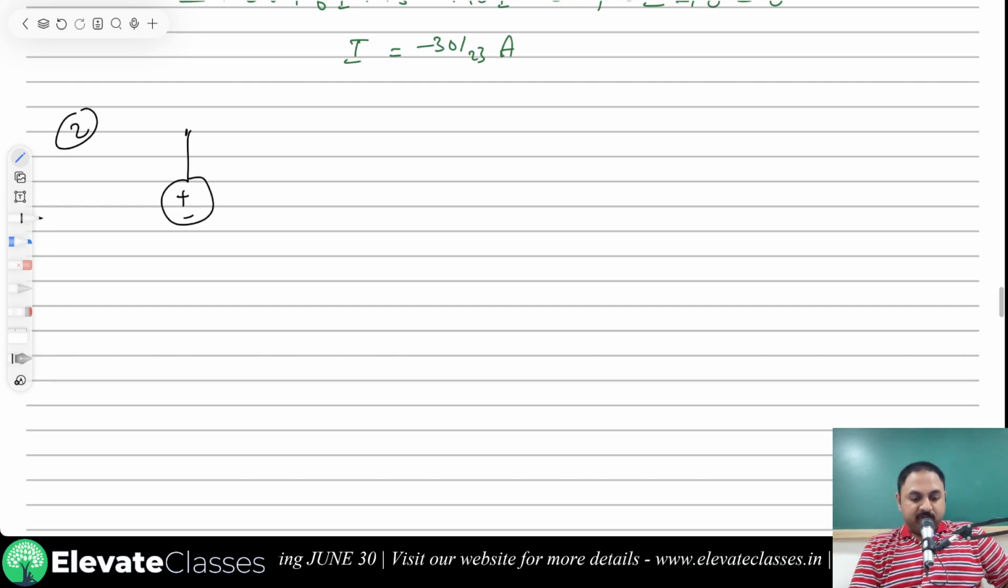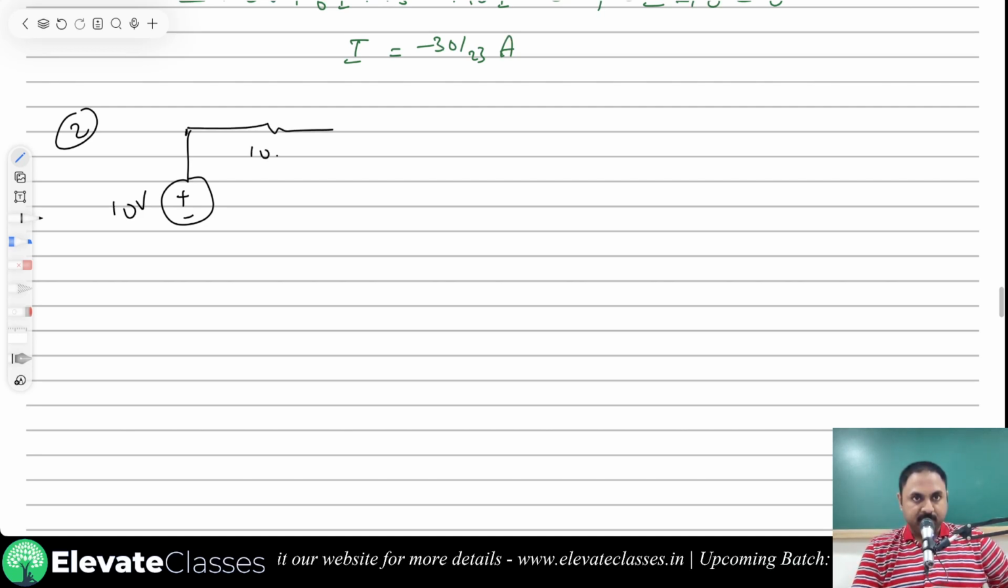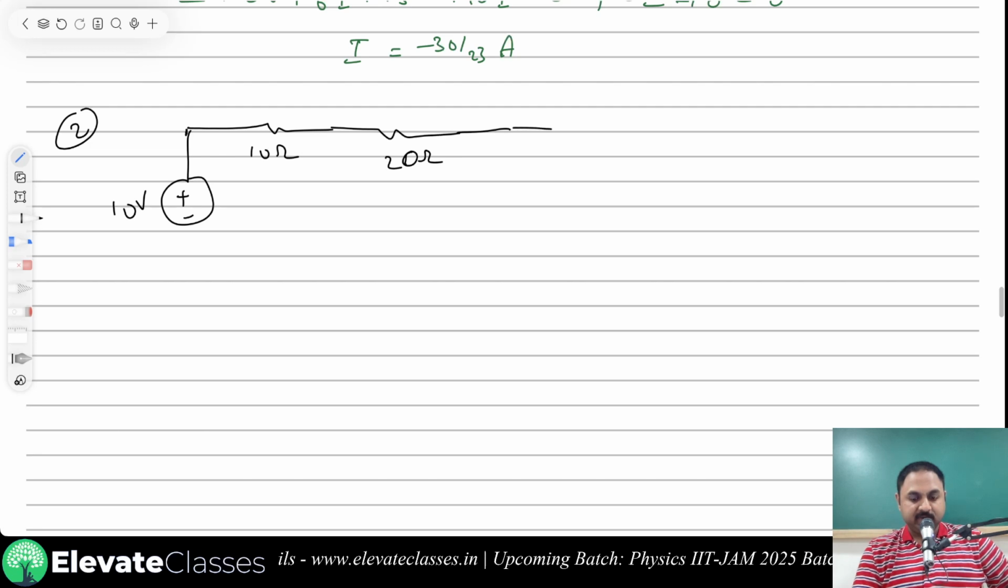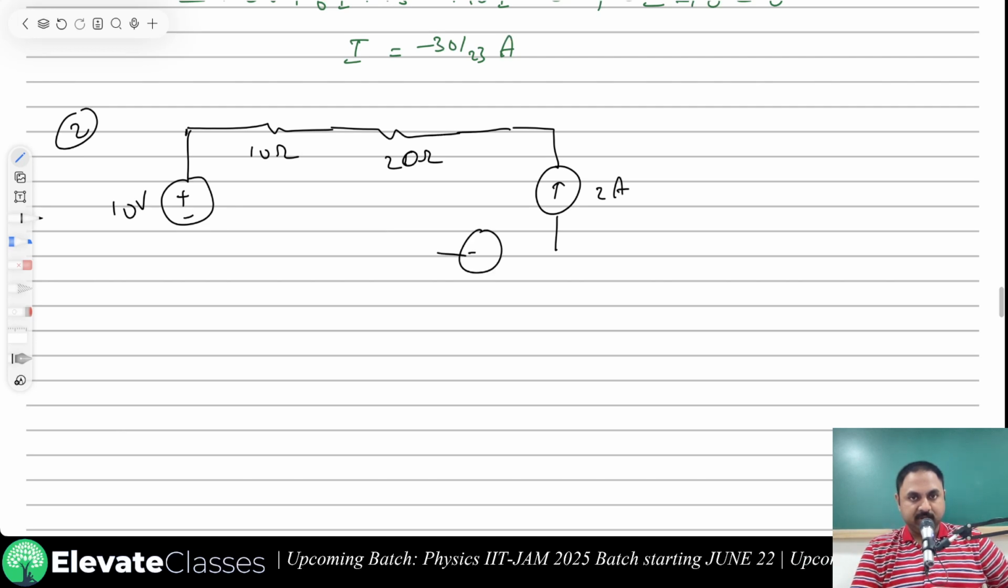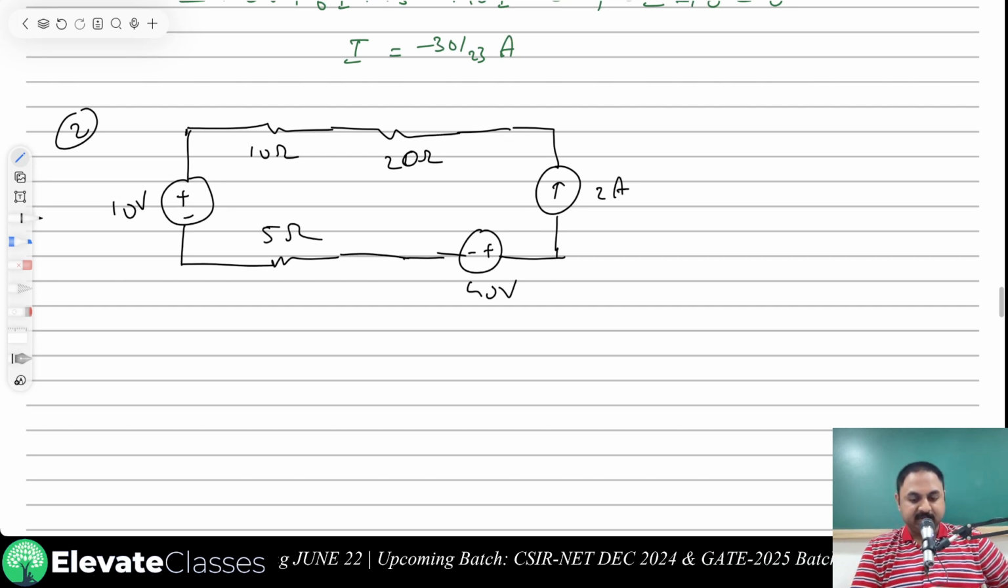I have a constant voltage source of 10 volts. I have a resistance of 10 ohms. I have another resistance of 20 ohms. Then I have a constant current source of 2 ampere. Another constant voltage source, 40 volts. Sorry, I know my handwriting is not that good. Hopefully you are able to follow along. And a resistance of 5 ohms. That is the circuit.